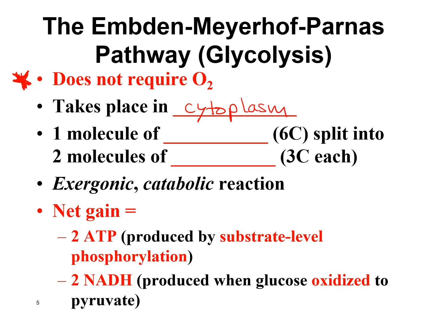And we're going to start with 1 molecule of glucose, which contains 6 carbons. That's what the 6C stands for. And we're just going to split the glucose in half into 2 molecules of pyruvate. Each pyruvate molecule will have 3 carbons each. And this is an exergonic reaction, meaning that it's going to release energy, and a catabolic reaction, meaning that we're going to take a larger molecule and break it into smaller pieces.